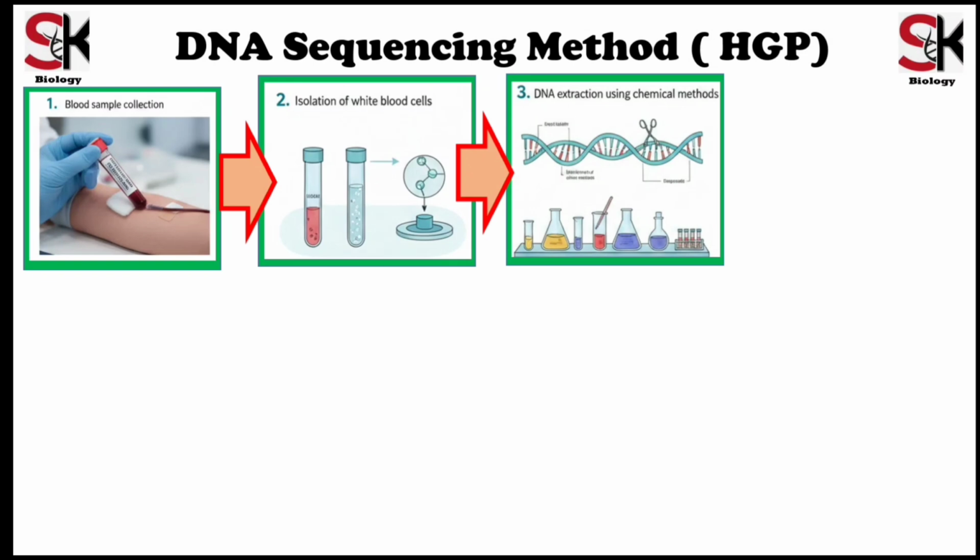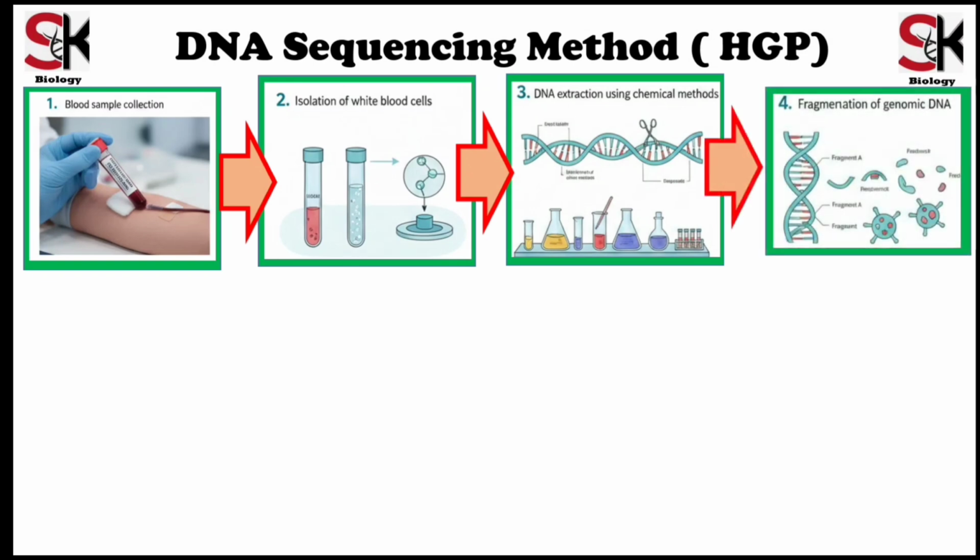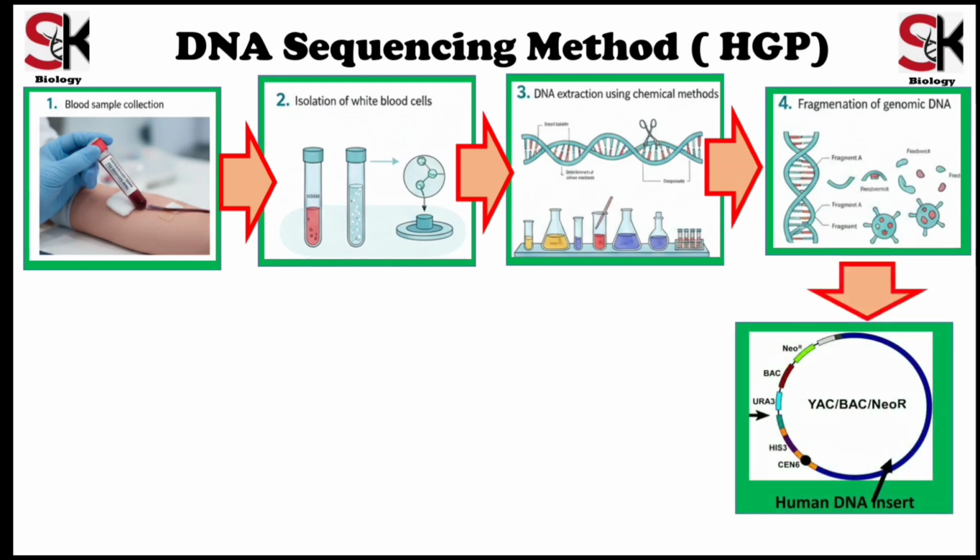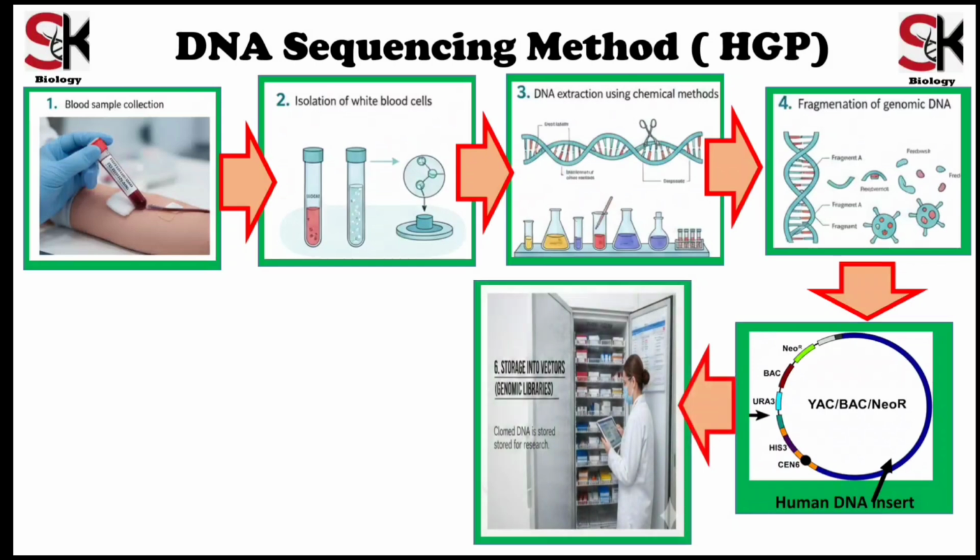After quality check, this DNA is used for DNA sequencing, where firstly isolated DNA is fragmented into small pieces and these fragments are inserted into vectors, BAC or YAC, as shown in figure, vector containing human DNA insert. By inserting DNA fragments into vectors, scientists created a library of human genome and stored it for research.